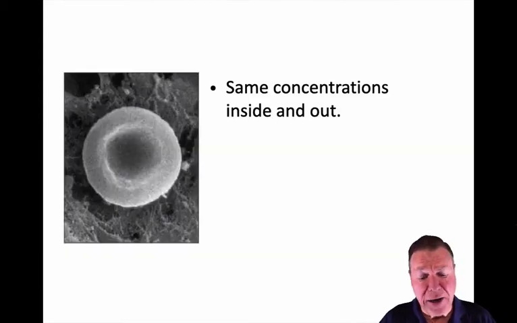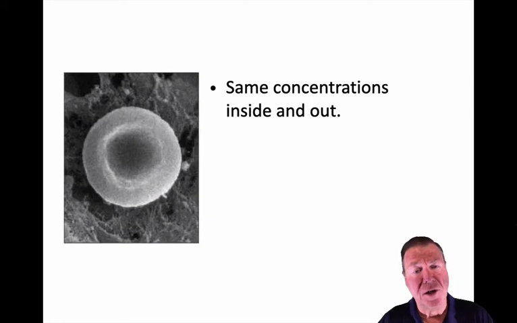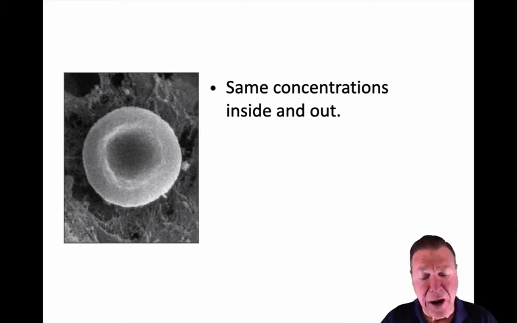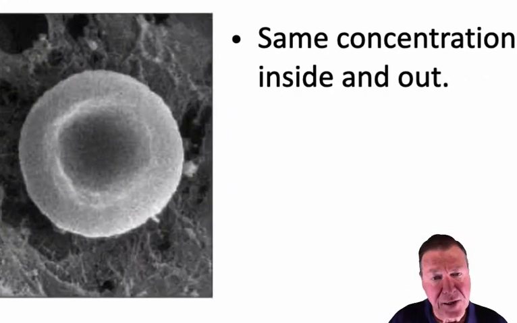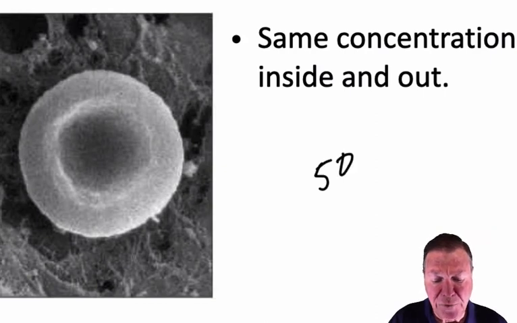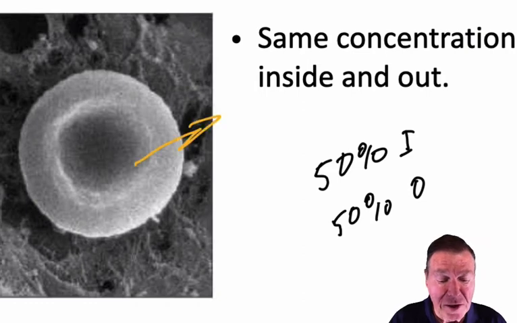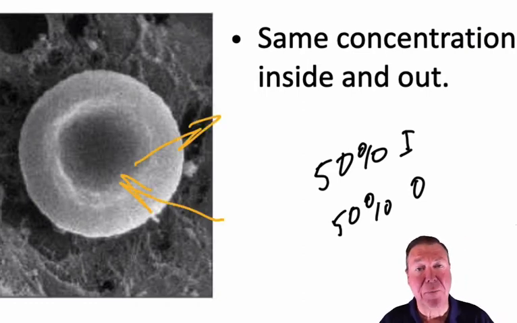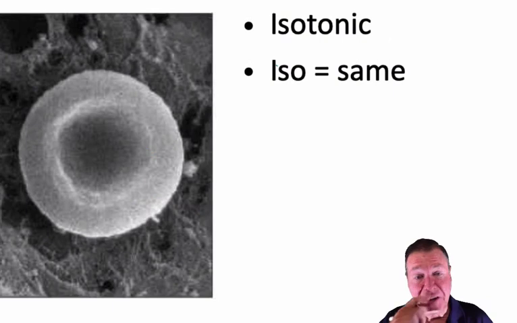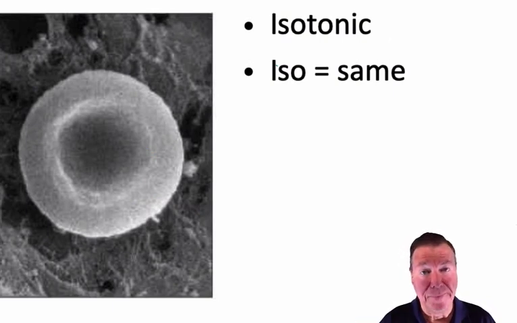If we look at an isotonic concentration, it's the same inside the cell as it is outside. And I'm making the numbers up, but let's call it 50% inside and 50% outside. Okay? So what's going to happen? Well, the water's going to go out of the cell, and it's going to go into the cell at the same rate. So there is no change. That's called an isotonic solution. Iso means the same.